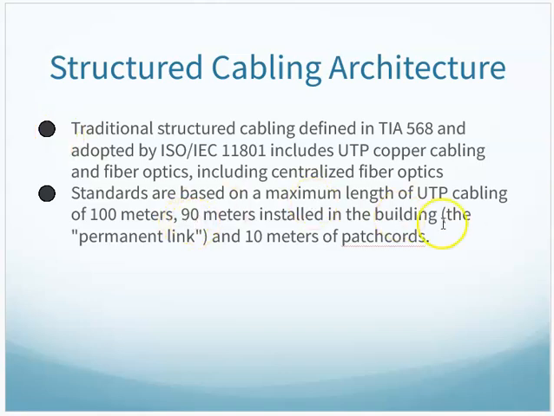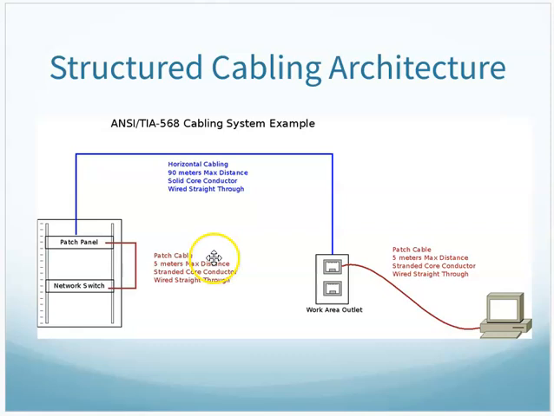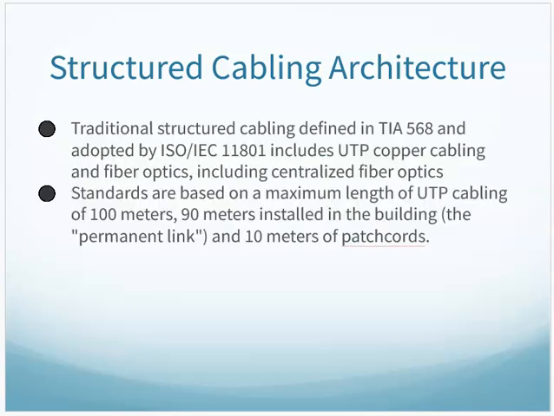Standards are based on a maximum length of UTP cabling at 100 meters, so 90 meters for horizontal cabling and 10 meters for patch cords. And that's what we have on this example I've been using to show you. 90 meters max for horizontal, and then 10 meters for patch cable. So 5 here and 5 here, if you will. And all that adds up to be 100 meters or less. That's what the standard is calling for. 90 meters for that permanent link that's installed.